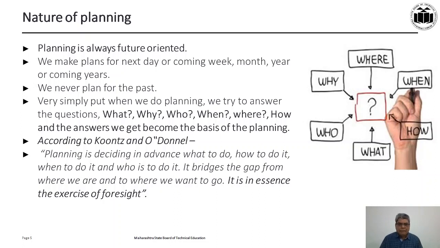There is a very apt definition given by Koontz and O'Donnell. There are many definitions of planning, but according to Koontz and O'Donnell, planning is deciding in advance. What he's saying is that everything is decided in advance because it is future oriented. Planning is deciding in advance what to do, how to do it, when to do it, and who is to do it. Just as we discussed.